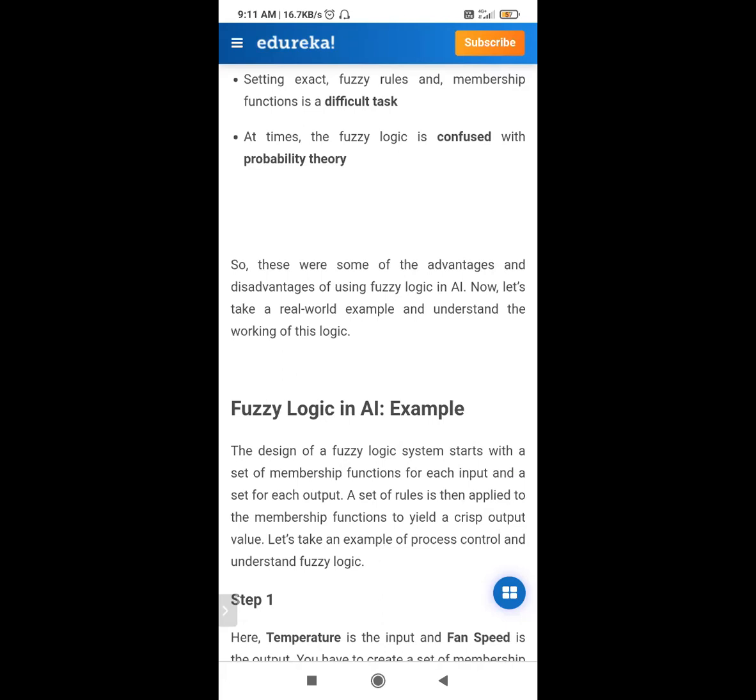So these are some of the advantages and disadvantages of fuzzy logic.